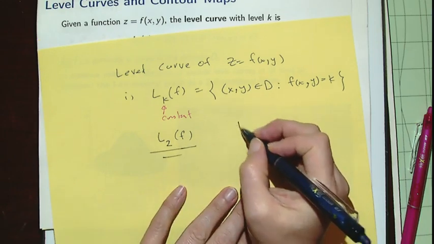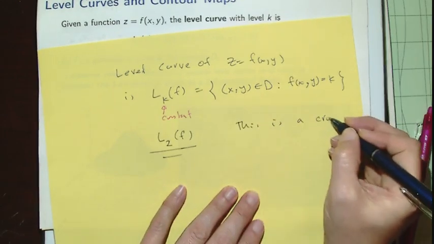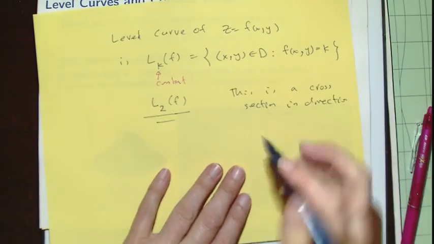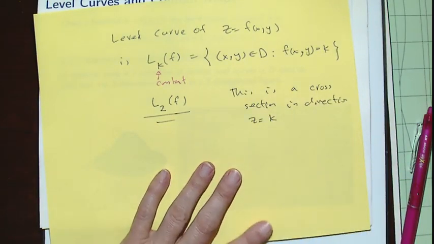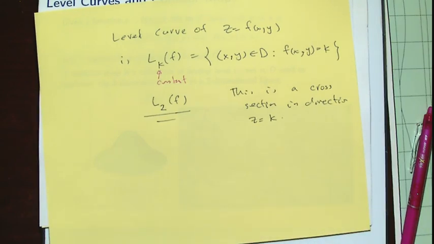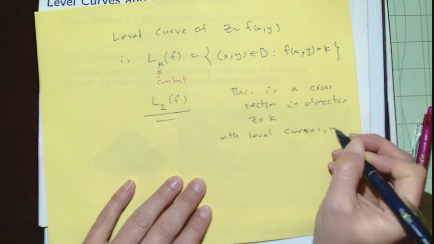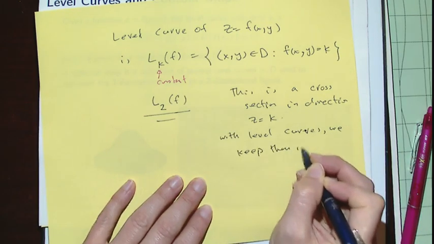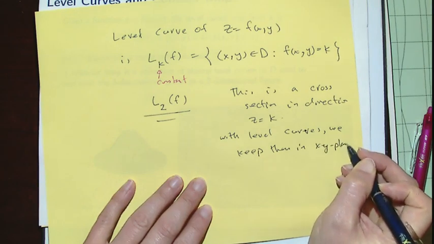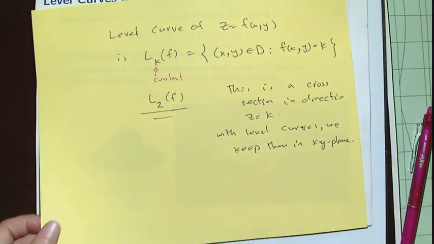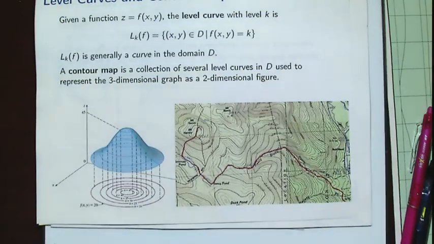It's a cross section. This is a cross section in direction z equal to k. The only difference is with cross sections, you have them in 3D. With level curves, we typically put all the level curves in xy plane. With level curves, we keep them in xy plane, in the domain. It could be in higher dimension, the domain could be R2, or R3, R4, and so forth.